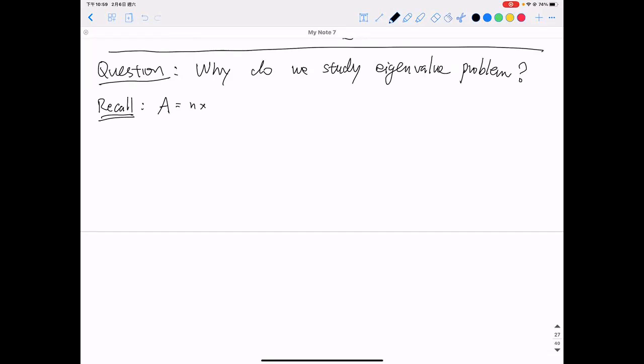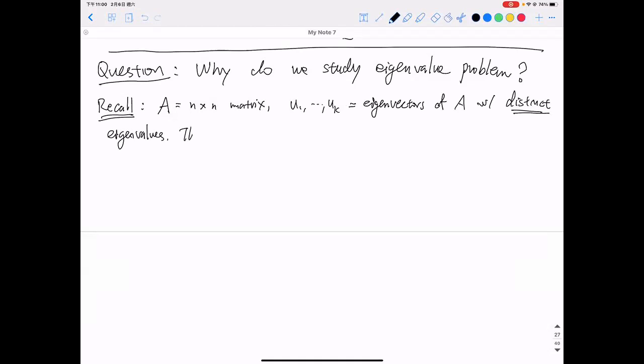If you have an n by n matrix A, and U1 through UK are eigenvectors of A with distinct eigenvalues, then the point is that these vectors are linearly independent.